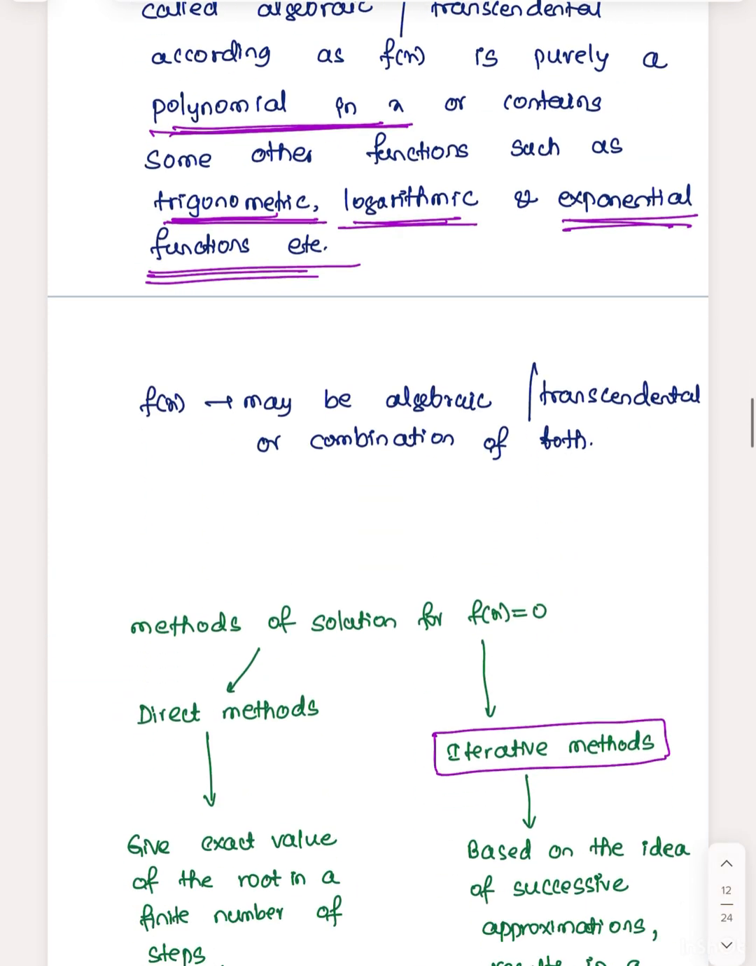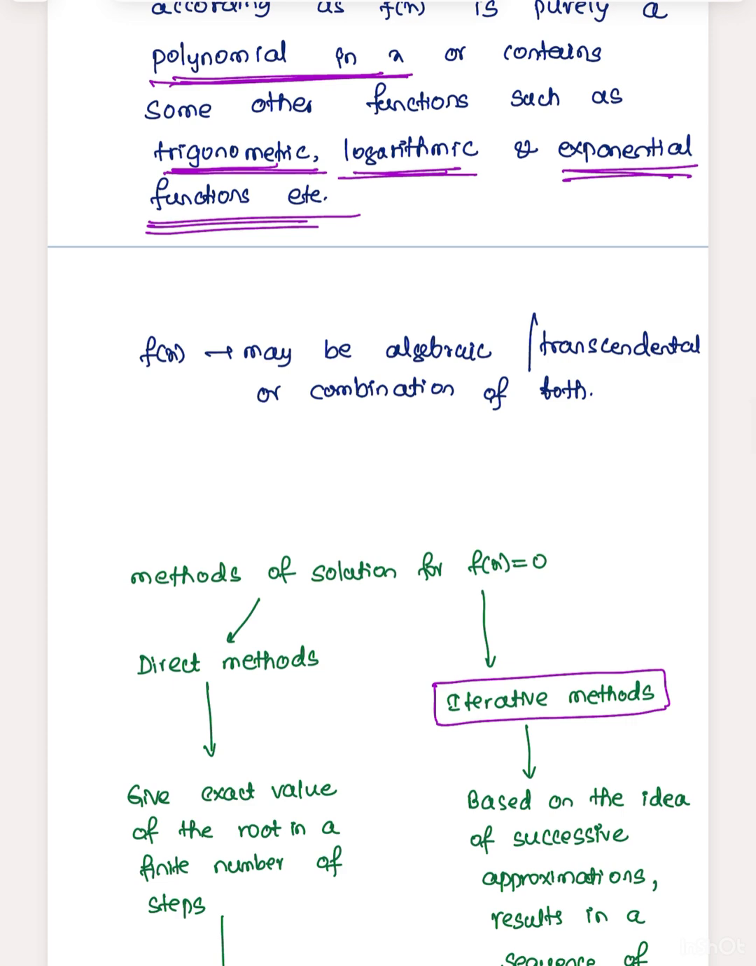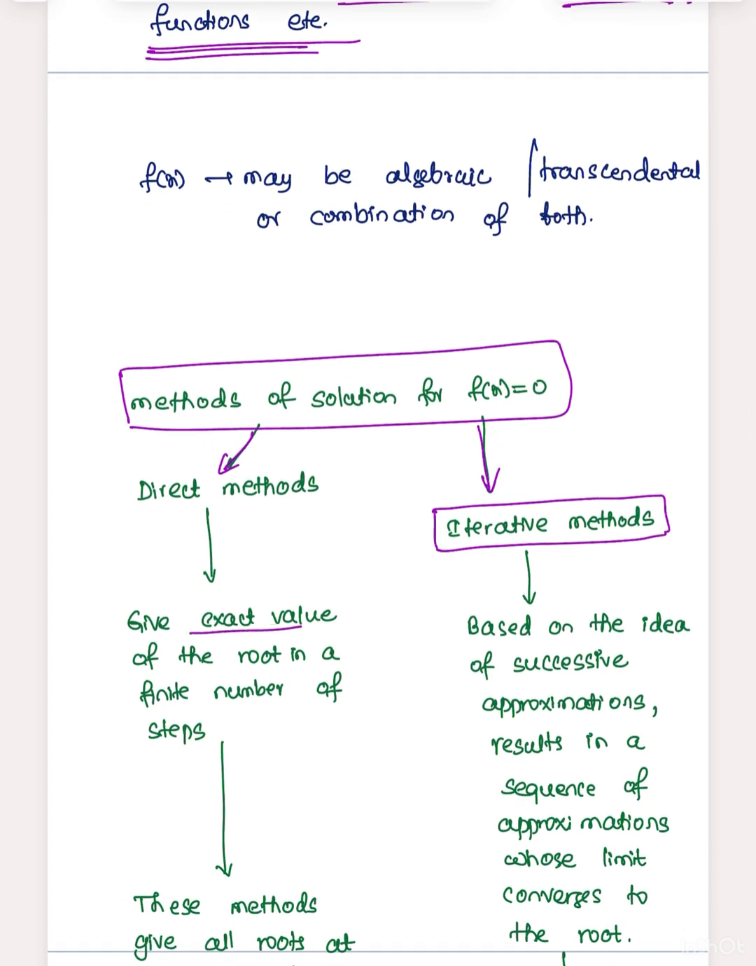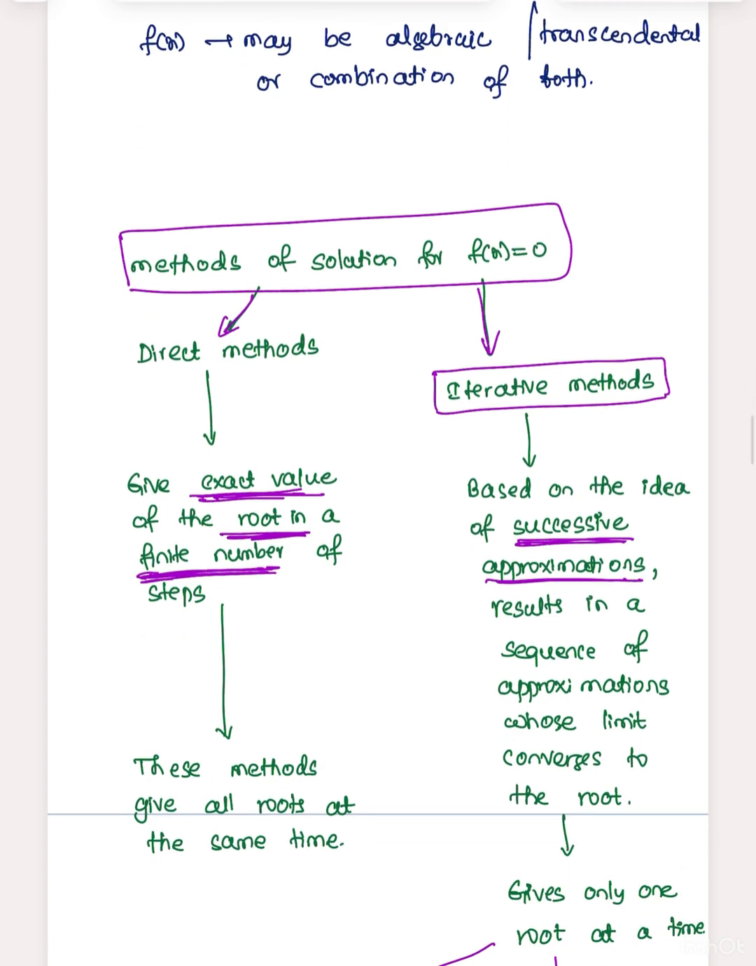Now there may be some different methods of solution. The methods of solution for the nonlinear equation f of x is equal to 0 may be direct methods or iterative methods. So what are the direct methods then? Direct methods are those methods which give the exact value of the root in a finite number of steps. And what are iterative methods? They are based upon successive approximations, and they result in a sequence of approximations. So here we will get a sequence of approximations, which will be converging to the root.